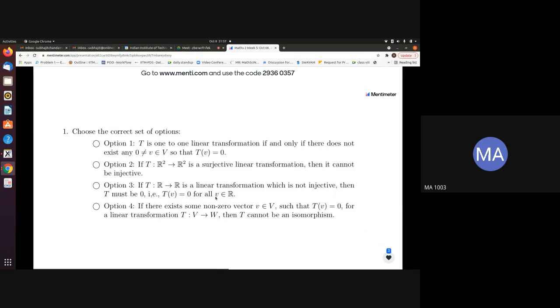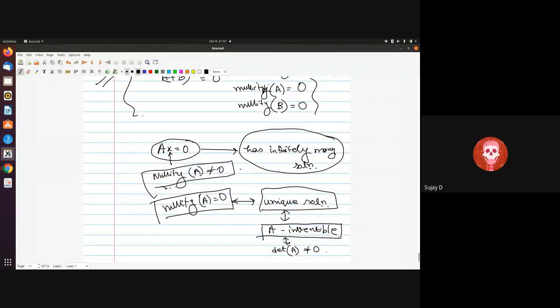What about the second option? T from R2 to R2 is a surjective linear transformation, then it cannot be injective. So if it is surjective, the claim is that it cannot be injective. Is it correct or incorrect? False, sir. It's not correct. It was discussed in the tutorial. It may or may not be, sir. It must always be.